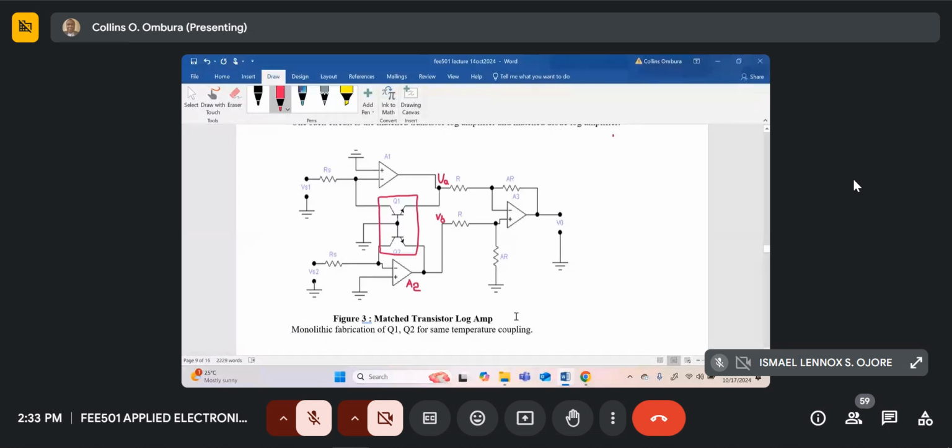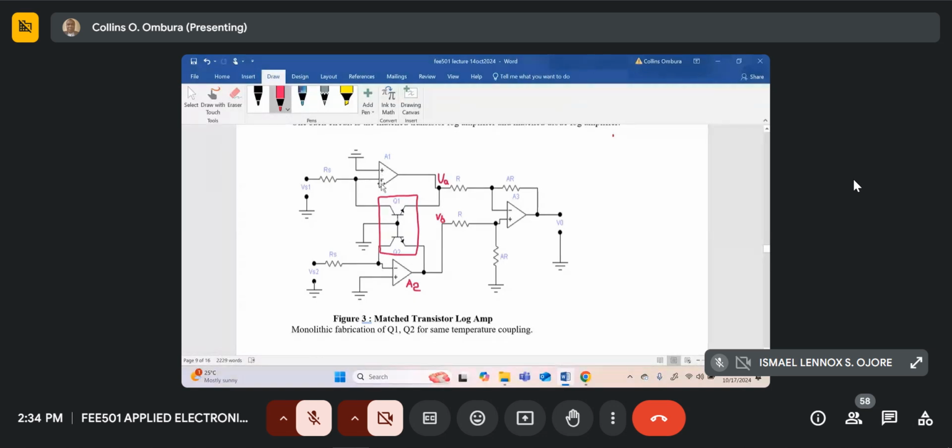In the matched transistor log amp, we are trying to get rid of the effects of the reverse saturation current I0, which doubles with every 10 degrees centigrade rise in temperature and will give rise to errors in the computation of our log. If you look at this circuit keenly, starting from the output circuit, using an op-amp, this is a difference amplifier.